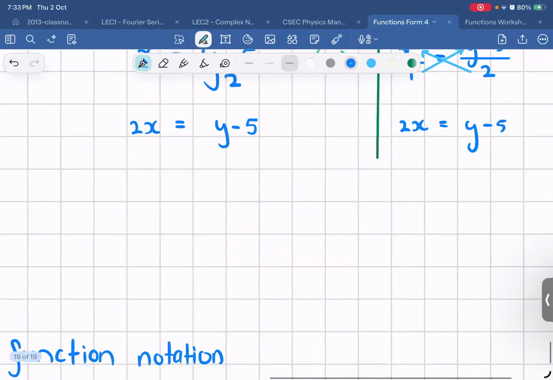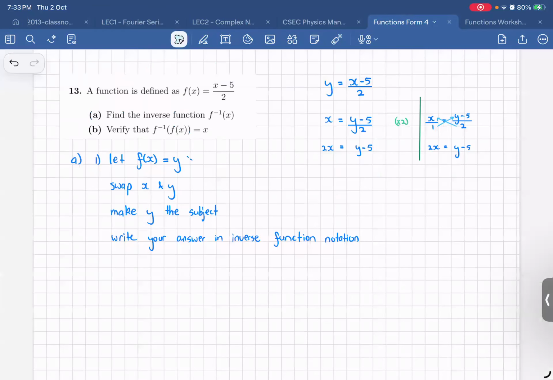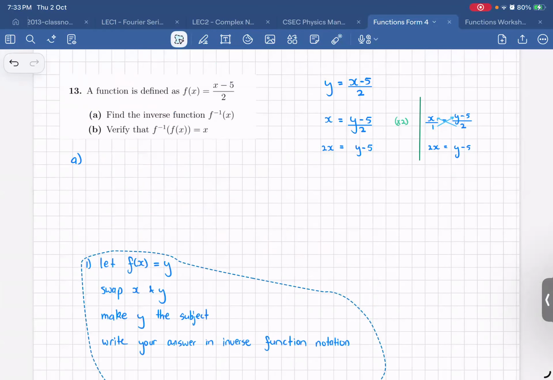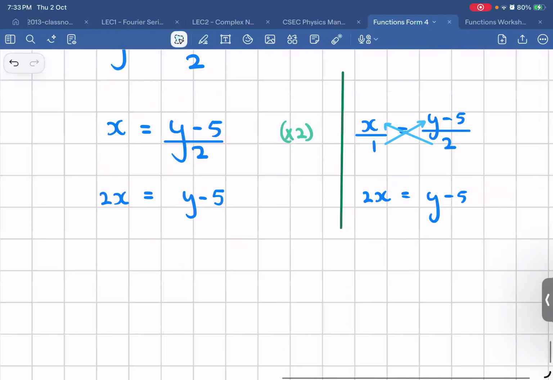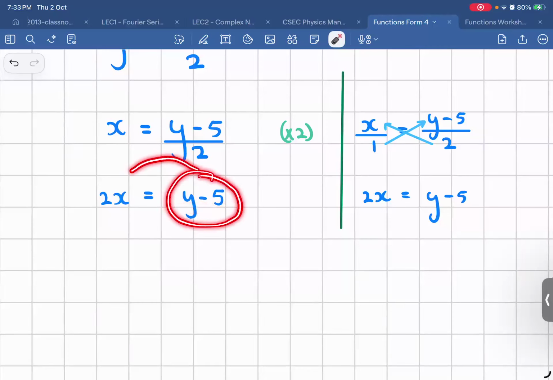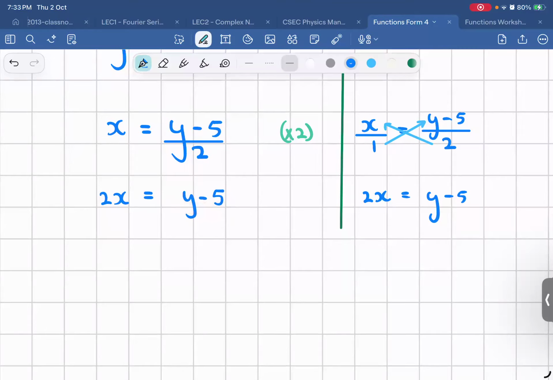Nice. Now here, we're trying to make what the subject? Y. So do you prefer leaving the unknown on the left-hand side or on the right-hand side? The left hand. Okay, great. So you see how y is on this side? All you had to do is take this, move it across there, take this, move this across here, and you're going to end up with y minus 5 is equal to 2x. Did that confuse you?